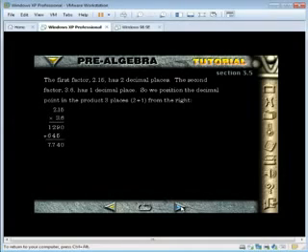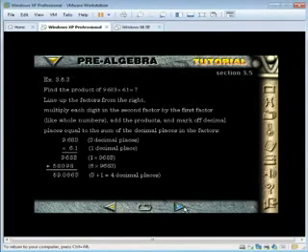The first factor, 2.15, has 2 decimal places. The second factor, 3.6, has 1 decimal place. So we position the decimal point in the product 3 places, 2 plus 1, from the right.